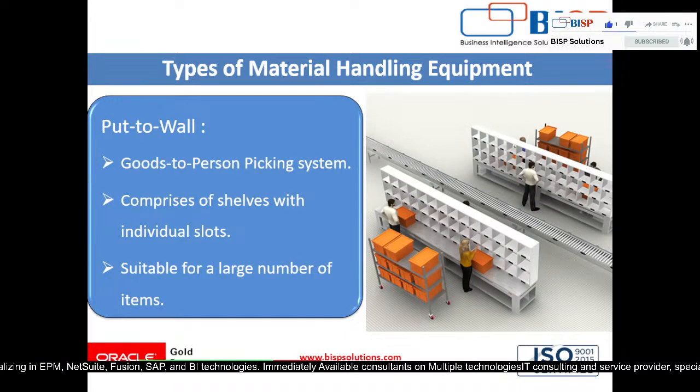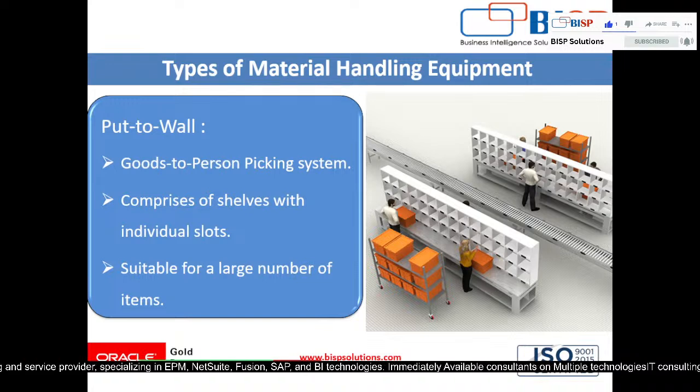Now the next is put to wall. The system is a part of the goods to person order picking system. You can see the system on the screen. This is the operator we have, you can say the person. This goods to person order picking solution mainly comprises a shelf with individual slots, and each slot represents an order, right?